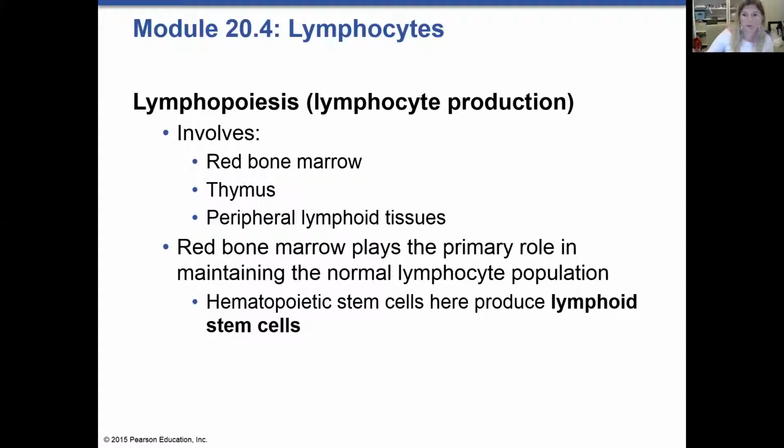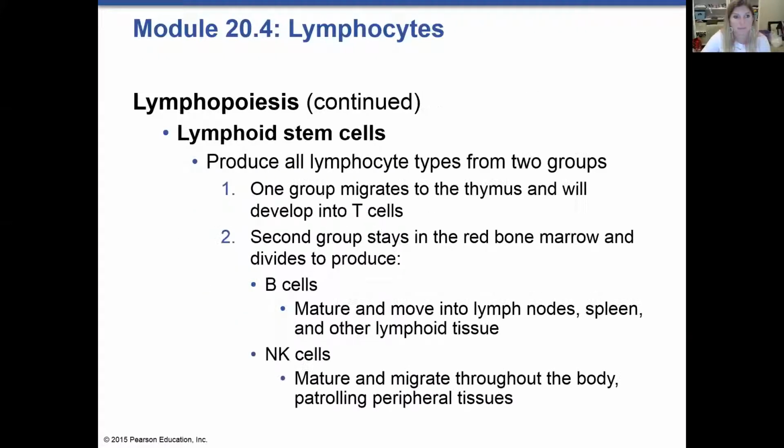The hematopoietic stem cells produce lymphoid stem cells, and the lymphoid stem cells will then differentiate as needed. So those lymphoid stem cells can produce 2 main types of cells. One group is going to go to the thymus and develop into T cells. That's literally what the T in T cell stands for. It's like thymus dependent something. That's what the T stands for. The second group is actually going to stay in the red bone marrow. They're going to divide and produce either B cells or natural killer cells.